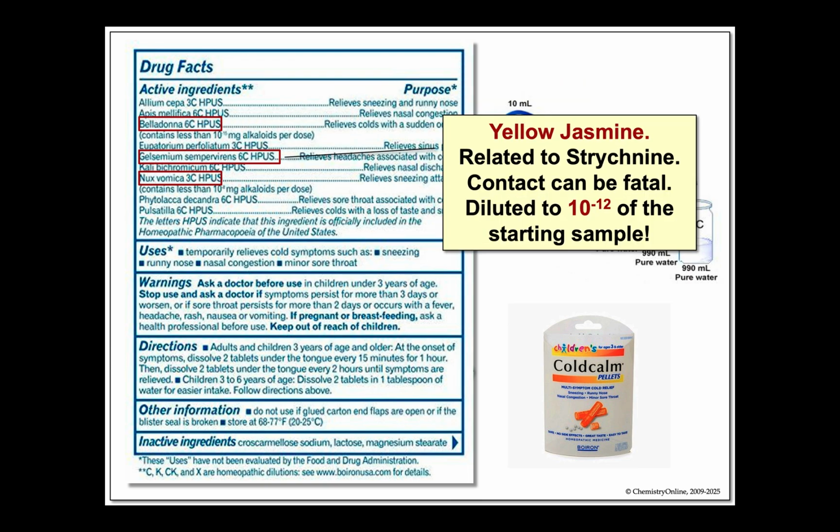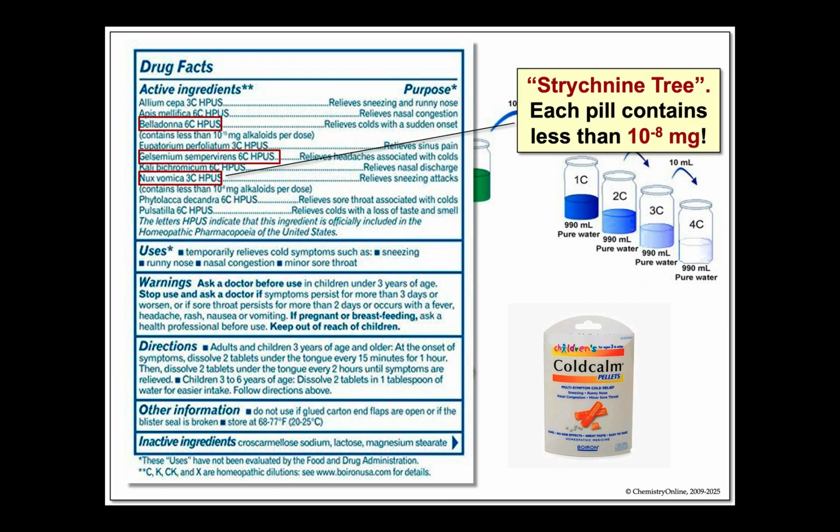Yellow jasmine. It's a bush. It has little flowers on it. If you walk through a little field of it, enough will rub off on your legs to kill you. Whatever stock solution they used, they diluted it 10 to the minus 12 times. And finally, strychnine.